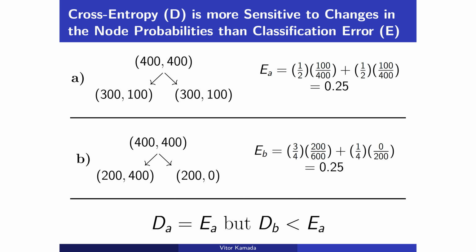On the other hand, the cross-entropy or deviance will be smaller than the classification error, because cross-entropy is sensitive to these node probability changes. But for case A, because the split is symmetric, the cross-entropy and the classification error are the same.